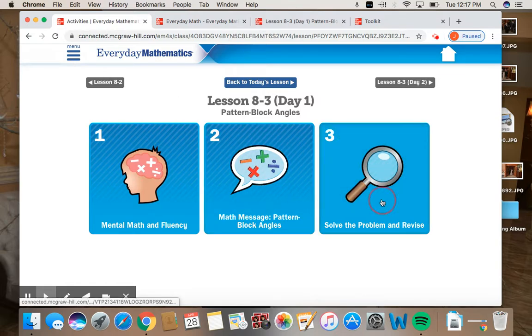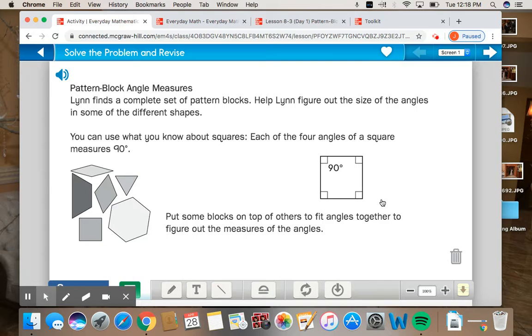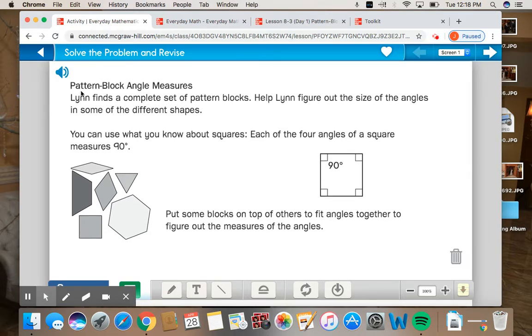Solve the problem and revise. You could go ahead and click on that. We're going to do something very similar to what we just did, except now we're going to be applying numbers, angle measures. So let's take a look. Pattern block angle measures. Lynn finds a complete set of pattern blocks. Help Lynn figure out the size of the angles in some of the different shapes.